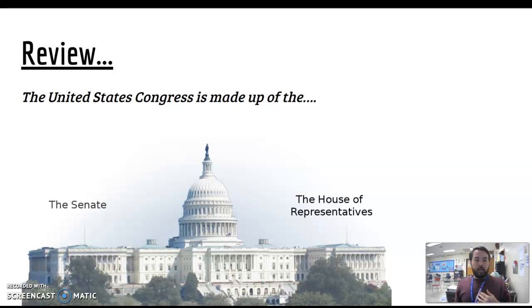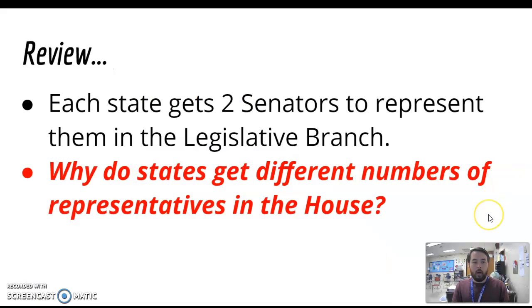For a little review for integrated social studies, we've been talking about the legislative branch. Believe it or not, this is the last week of our legislative branch unit. The United States Congress, made up of the Senate and the House of Representatives, correct? Each state gets 2 senators to represent them in the legislative branch. Why do states get different numbers of representatives in the House?